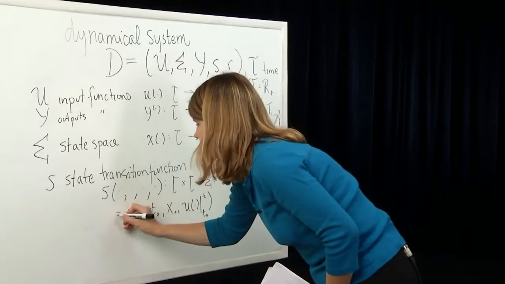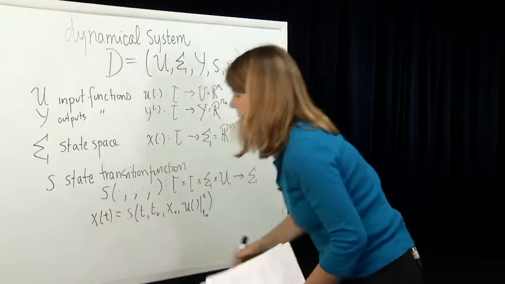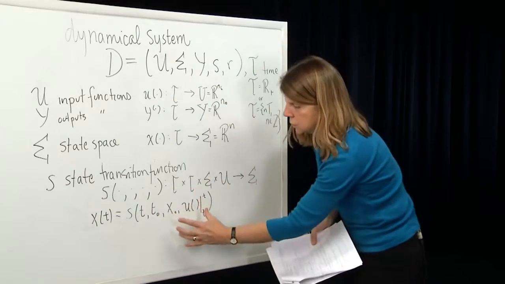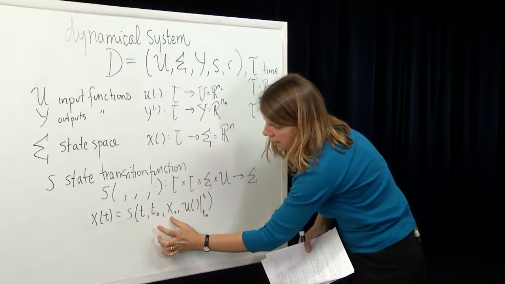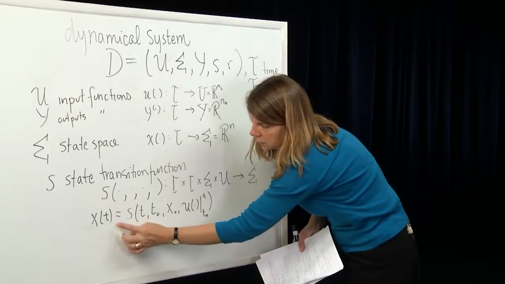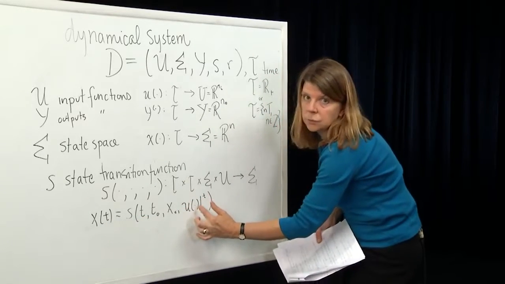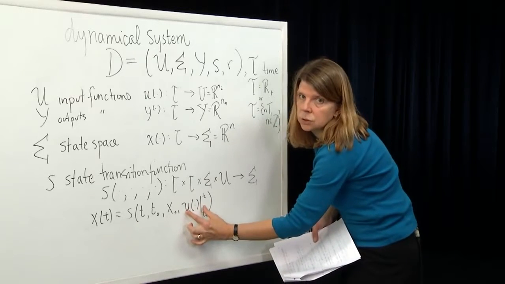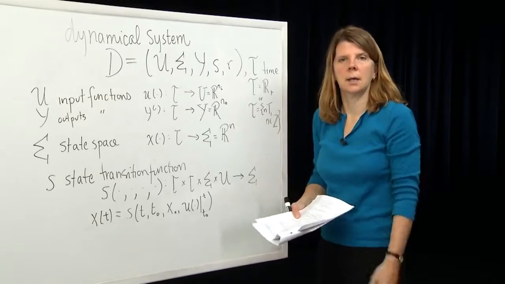And it gives us the state at this particular time t. So it's called the state transition function because it transitions the state from its value at time t0 to its value at time t, where over that time interval, the input function u was used as an input or some kind of guide to the system.